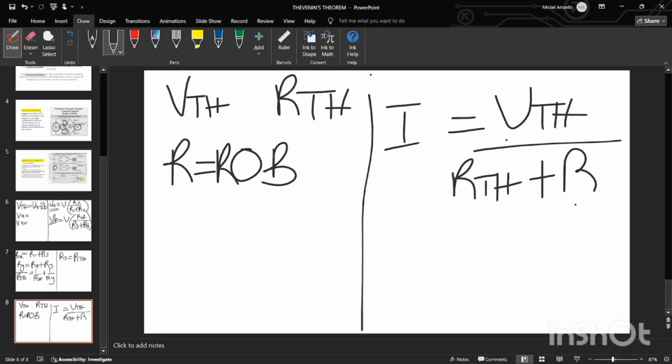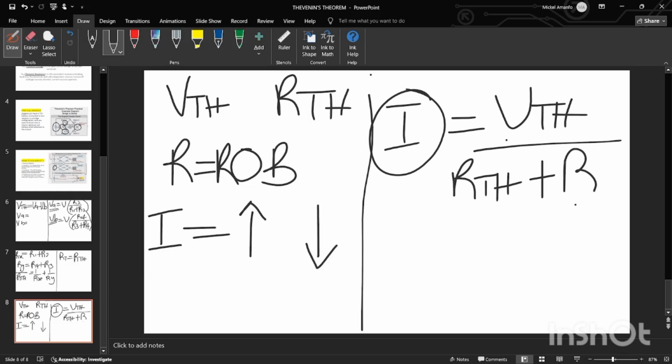So here we find our load. When we solve and we get any value that is high, it means that the bulb becomes brighter, because the higher the current, the brighter the bulb. When we get any value that is lower, the lower the current, the dimmer the bulb.